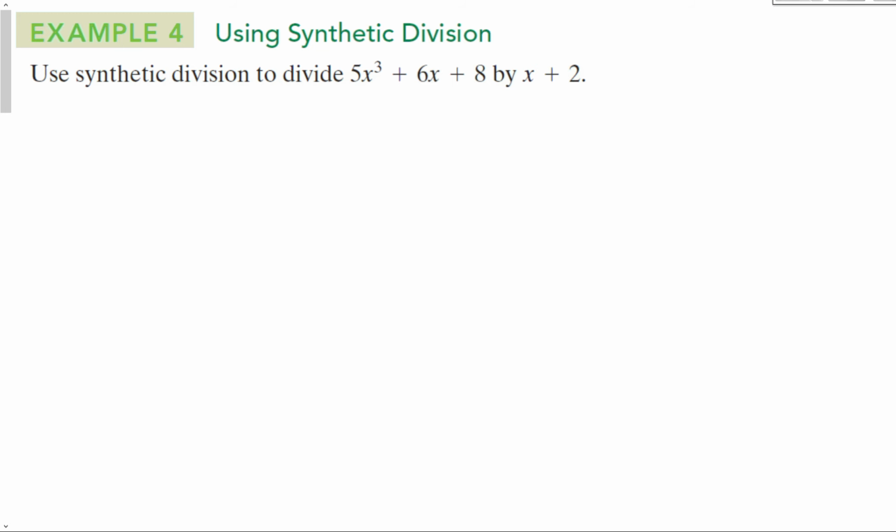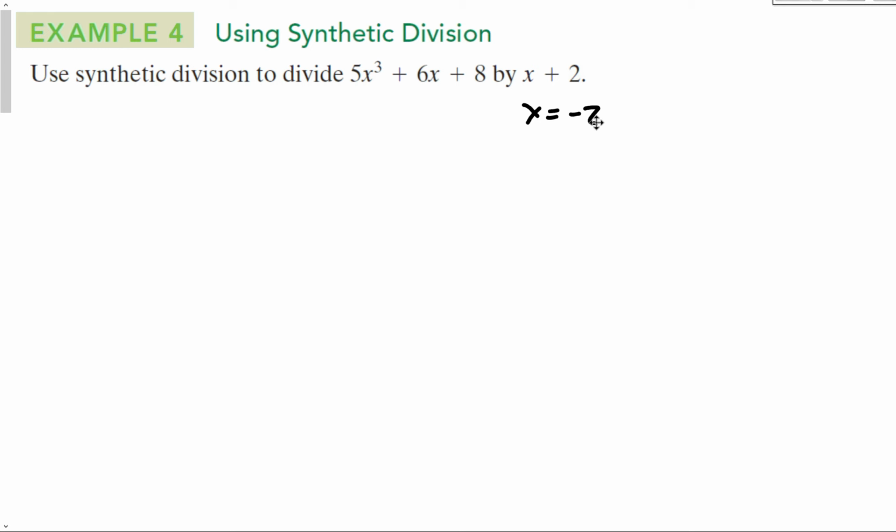Let's see how this works. I'm going to use synthetic division to divide 5x to the third plus 6x plus 8 by x plus 2. The biggest mistake you can make in this problem is in the setup. First we see that x is equal to negative 2 when we set that equal to 0, because it's always x minus c. In this case, it's x minus negative 2.